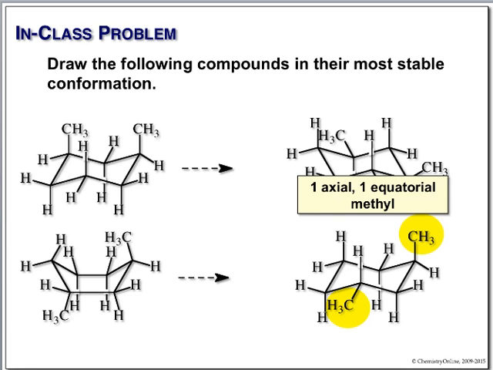If we ring flipped again, what will we have? One axial and one equatorial. So in this particular structure, you're stuck with one axial. Well, the boat is always unstable. So you're going to shoot for a chair, but in both chairs, you're going to have one axial, one equatorial. Because if they flip, this one becomes equatorial, but this one gets axial.